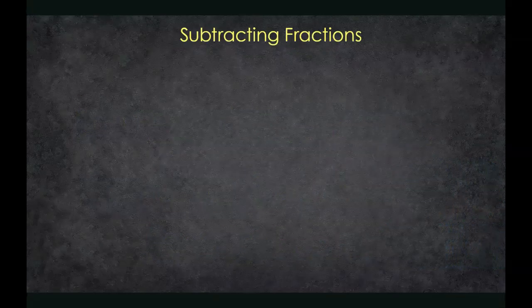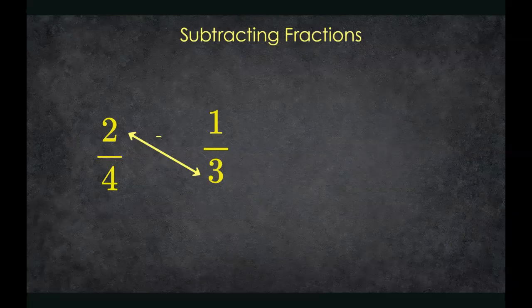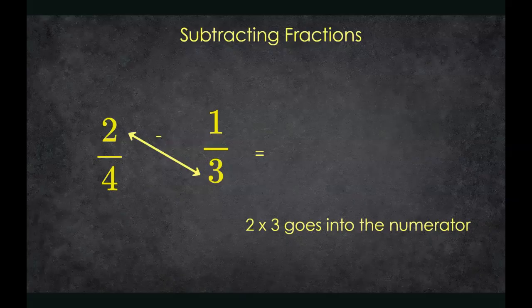All right, so we are going to start off subtracting fractions with unlike denominators. I have 2/4 minus 1/3. Now, pay close attention. I am going to be multiplying 2 times 3. So I am going to be crossing the numerator of my first fraction times the denominator of my second fraction. That answer, 2 times 3, is going to go into my new fraction's numerator. 2 times 3 is 6.